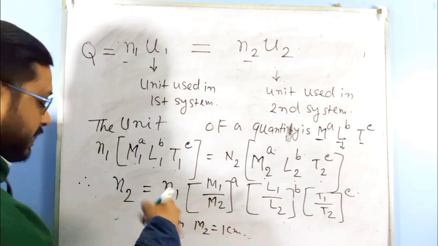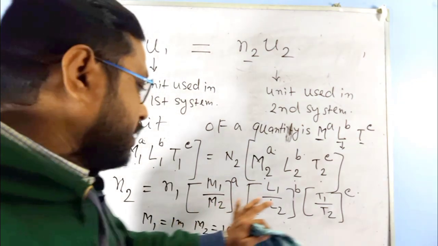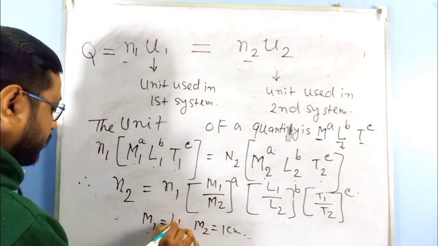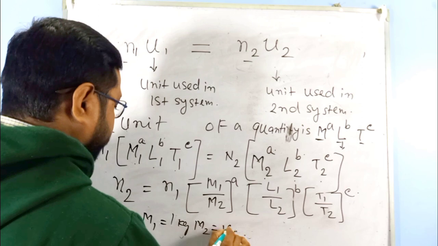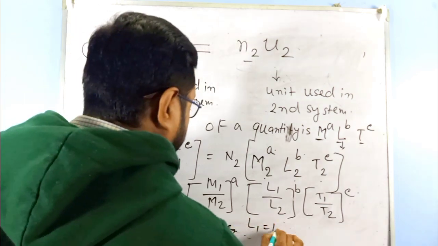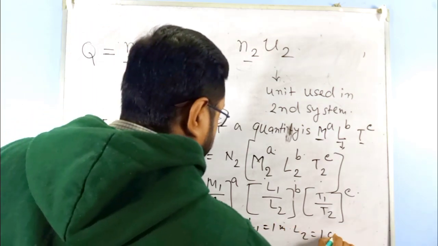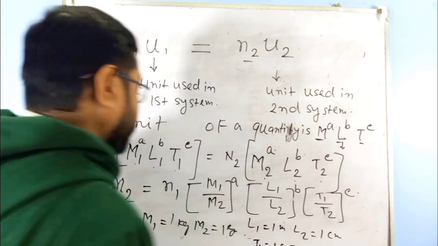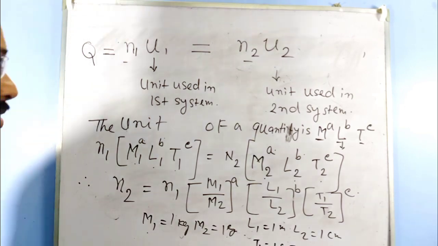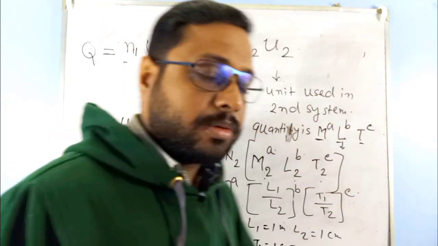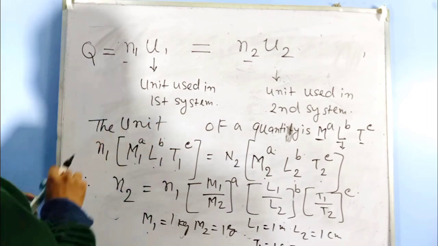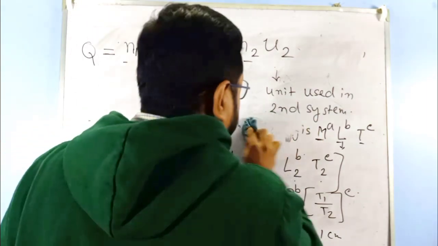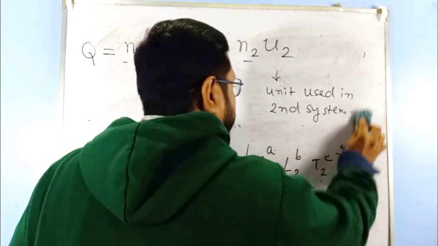If we convert from MKS to CGS system, M1 is 1 kg, M2 is 1 gram, L1 is 1 meter, L2 is 1 cm and T1 equal to 1 second and T2 obviously 1 second. Okay. So this is the basic formula of conversion of a physical quantity from one unit to another. We shall go with a very simple example.